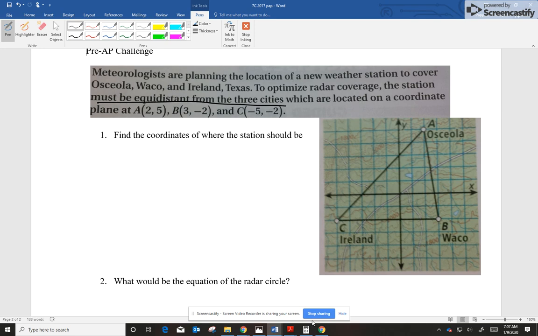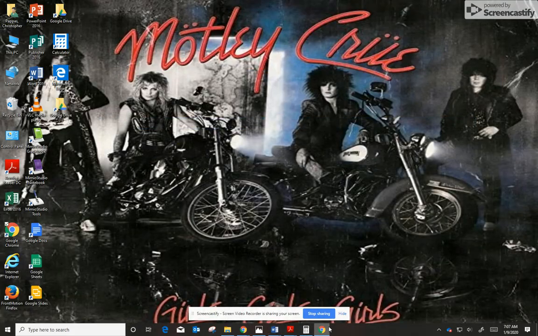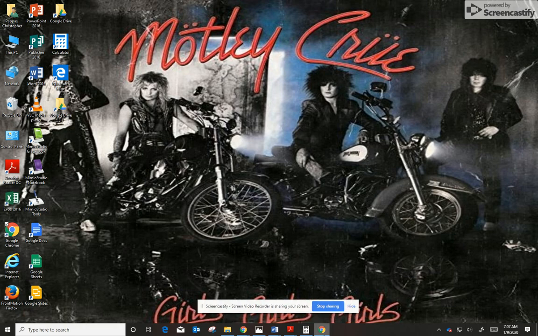Okay, so if we go to GeoGebra, and you can follow along, pause as you need to. Trying to find how do I get my internet up here.